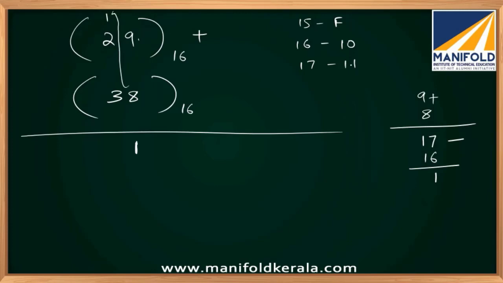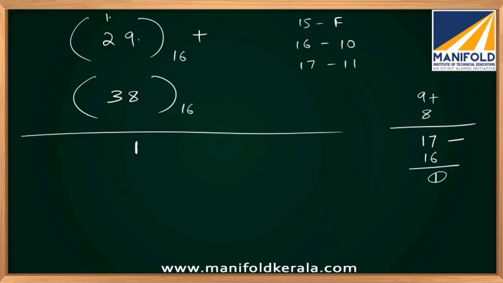Why will there be a carry of 1? Because actually you are getting 11. Out of that, this 1 is placed here, and the carry will go to the next position. Now, if you want to get this number, take the sum and subtract 16, the base, and you will get the number to be placed here.